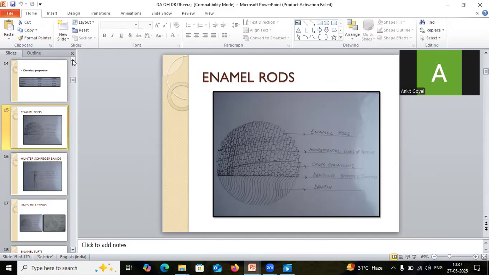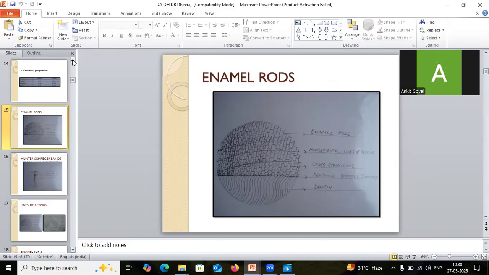The body of the enamel rod is approximately 5 microns wide and rod plus tail, that is the keyhole, is approximately 9 microns in length. The enamel rods, they show a wavy or a tortuous course as it travels from the dentino-enamel junction to the outer surface of the enamel, as you can see in the diagram.